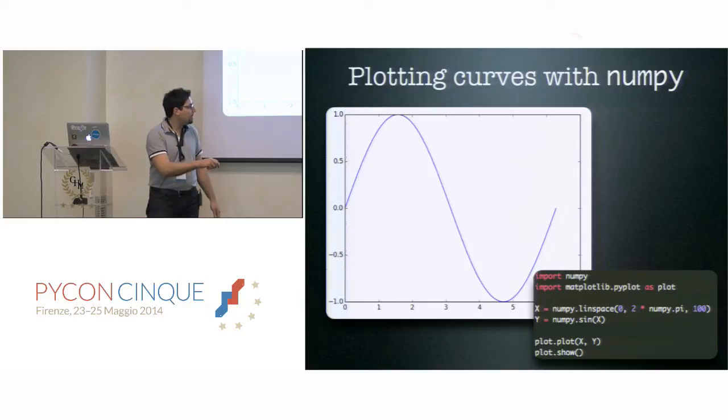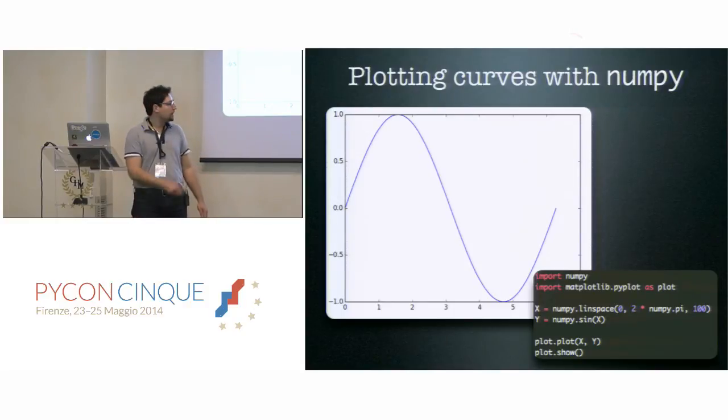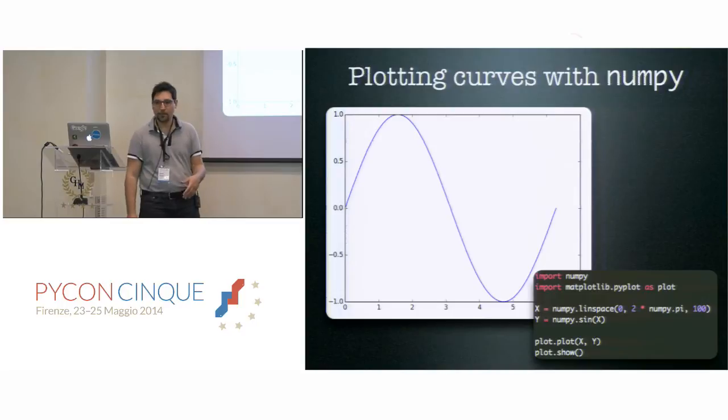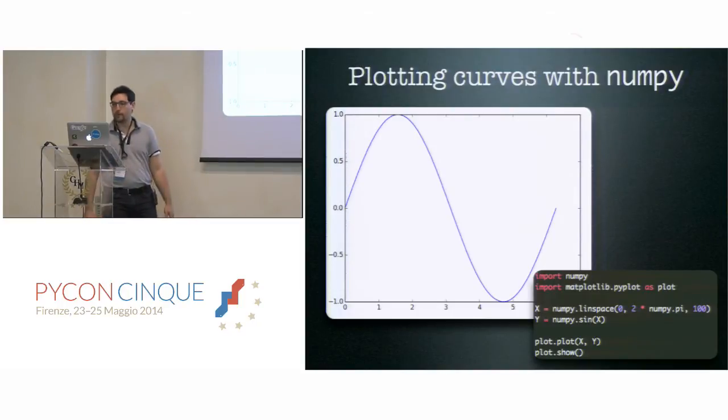In the API of Matplotlib, this is completely transparent, in the sense that you may pass x as a NumPy array or as a Python list. This is completely the same. Okay? Very simple example. Go ahead.